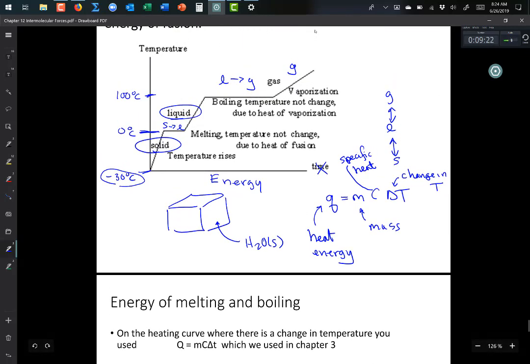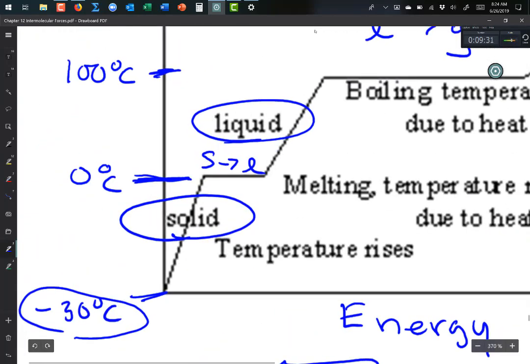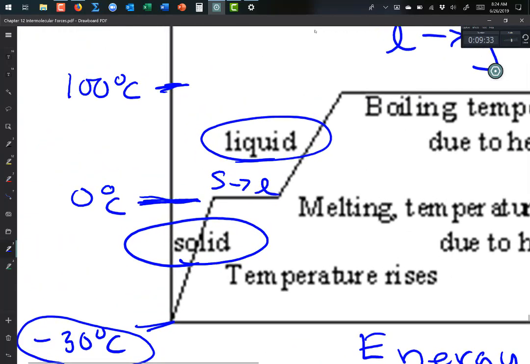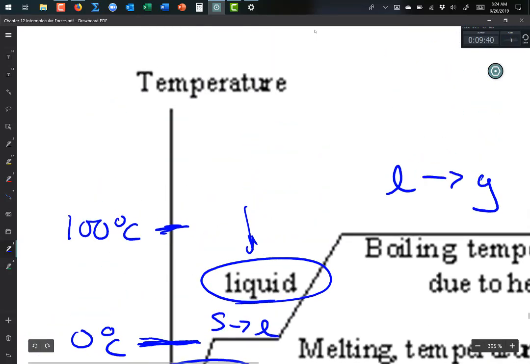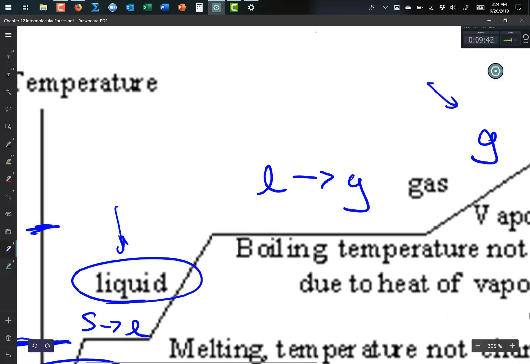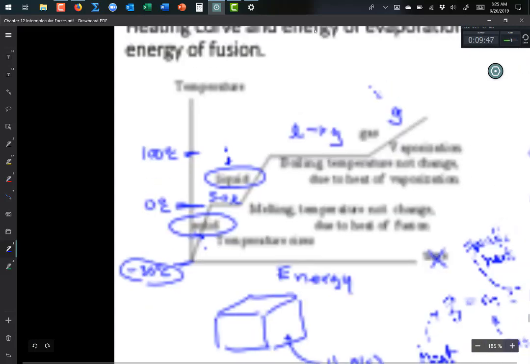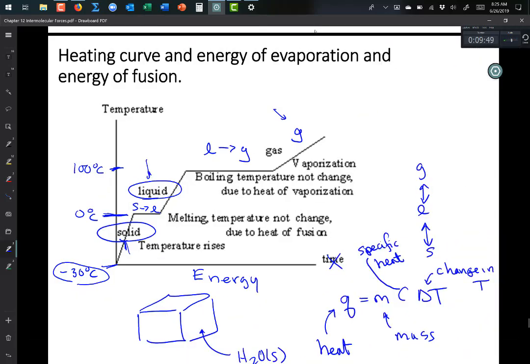So on this graph, where do you have a change in temperature? Give me the obvious answer. Where the temperature is changing, right? Like if you look at this, zoom in, right? It's here. When you have a solid or you have a liquid or you have a gas, that's where the temperature is changing. The temperature is rising. So anytime when you're reading a problem and you have a change in temperature, and you're talking about energy, you have to think about this QCAT equation or MCAT equation, okay?